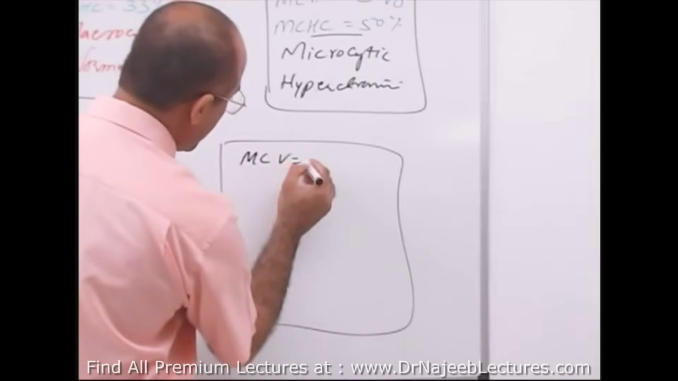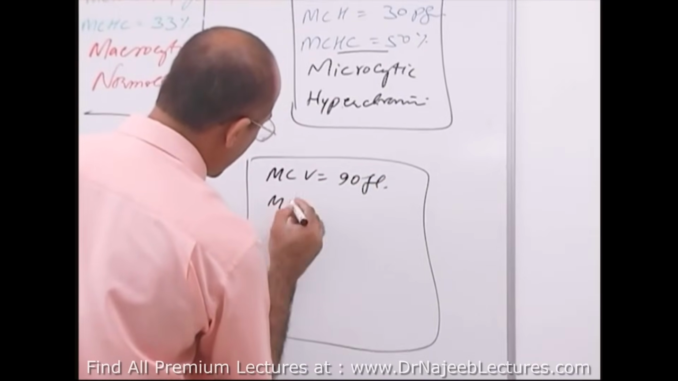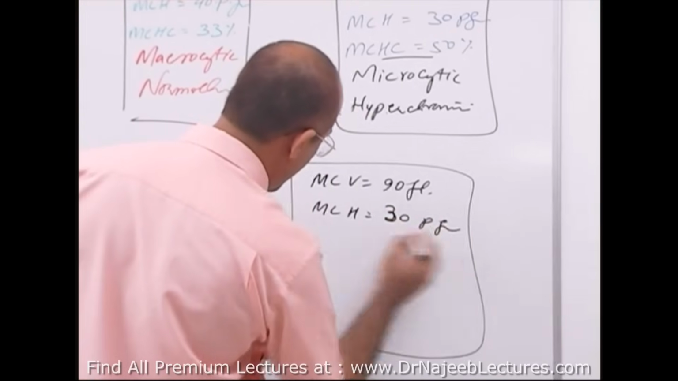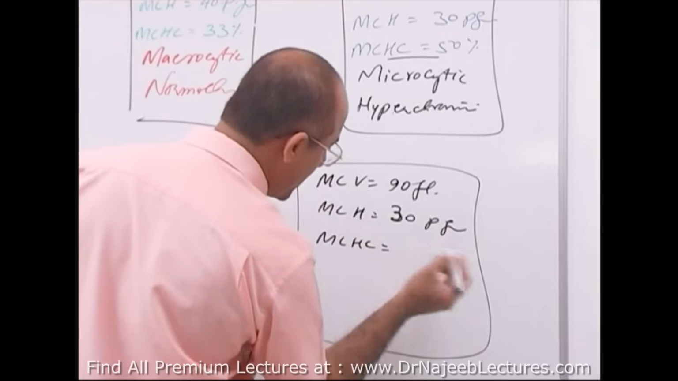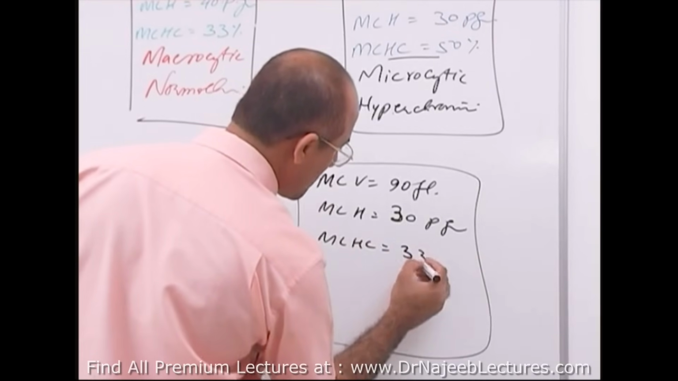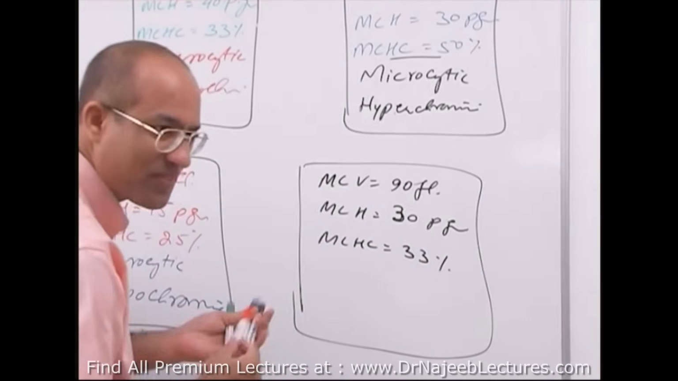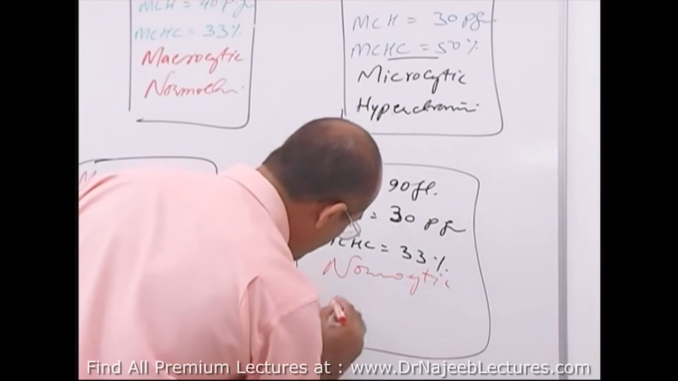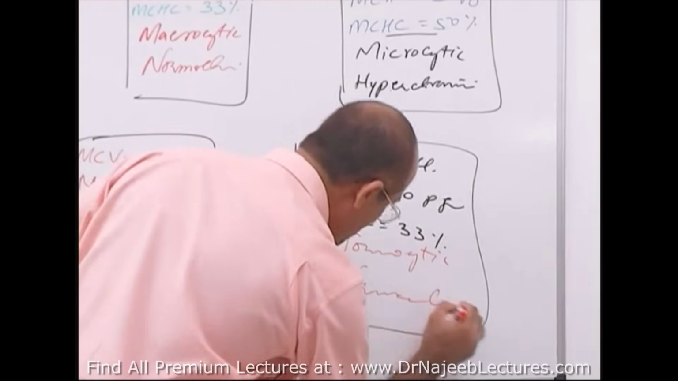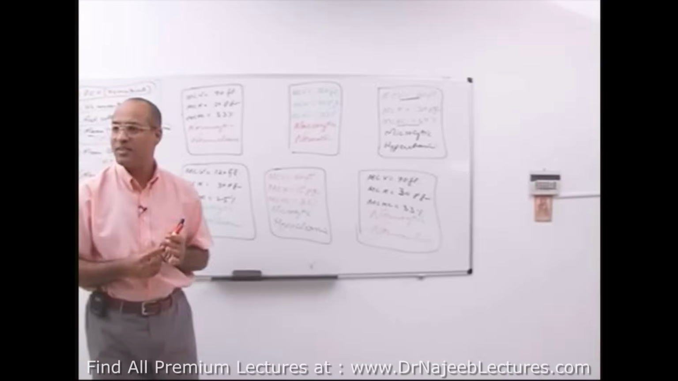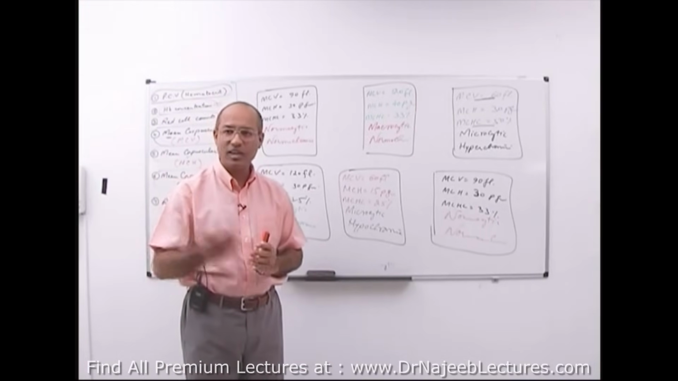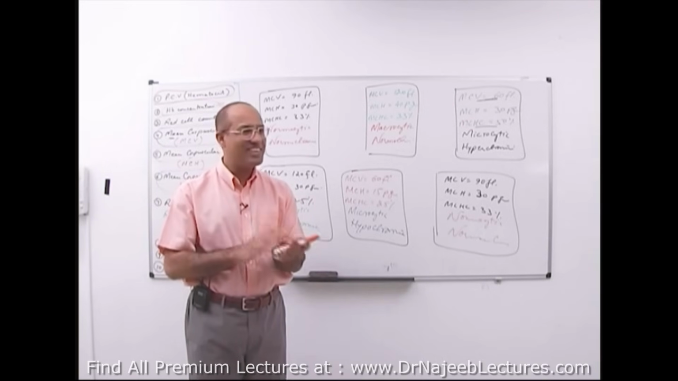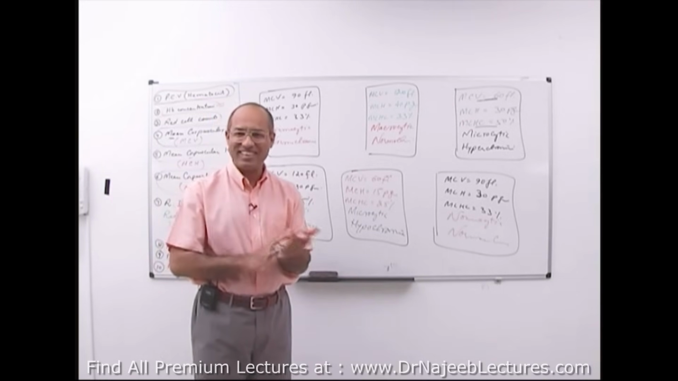Now we'll put another, and you have to tell me rapidly. Mean corpuscular volume is 90 femtoliter. Mean corpuscular hemoglobin is 30 picogram. Mean corpuscular hemoglobin concentration is 33%. What is the situation? Rapido. Normocytic, normochromic. Excellent. You have done all of them perfectly. Okay, so at least clap for yourself. Yes, strongly. Very good. Excellent. Right?